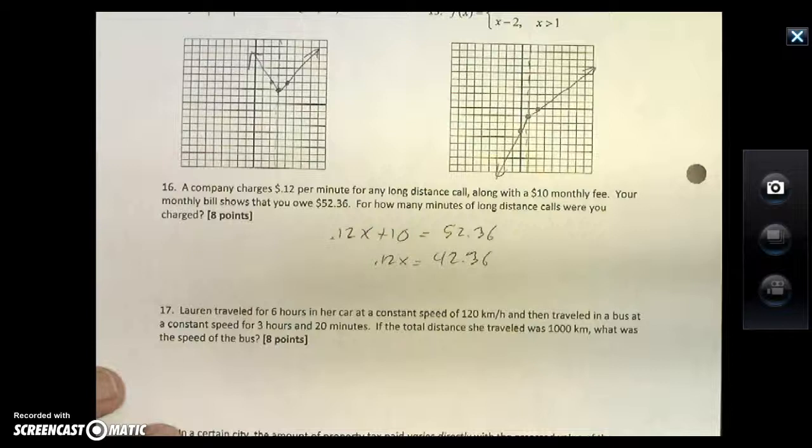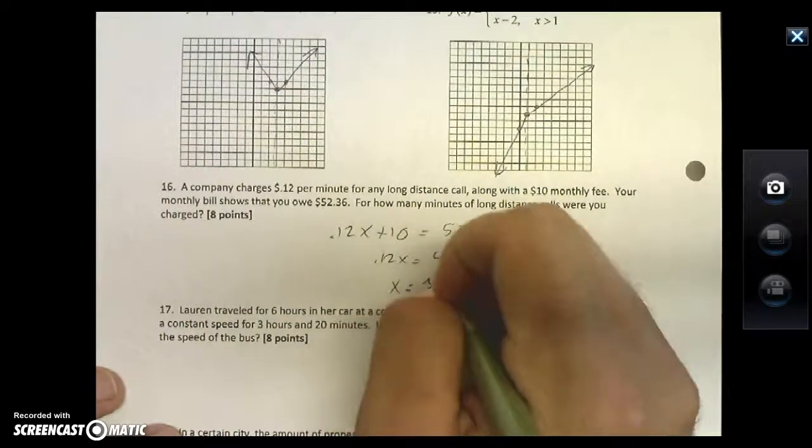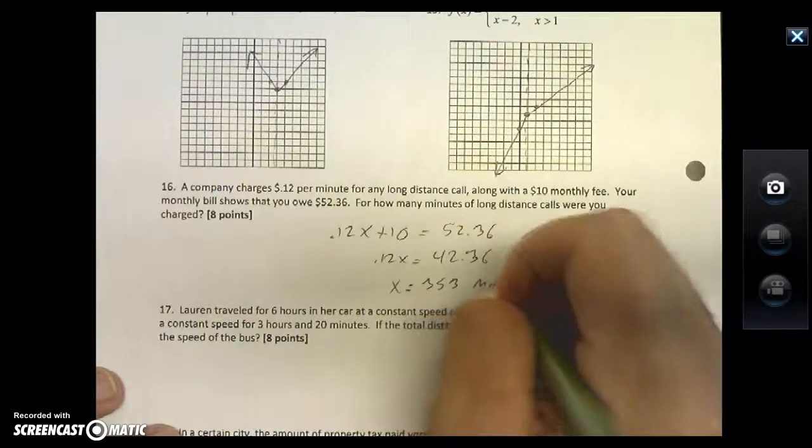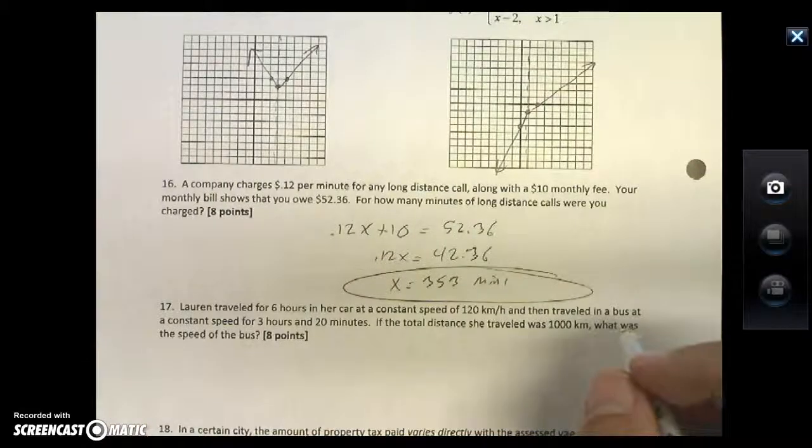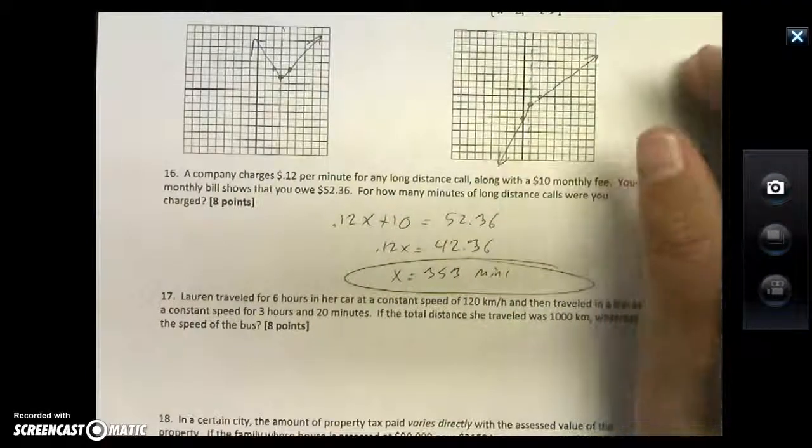353 minutes. Right? I am going to be a little bit picky on units, so please make sure that you are putting down the correct units. Okay, if you just put down 353, I don't know if that's dollars, trees, coconuts, I have no idea. So you have to put down minutes, alright?